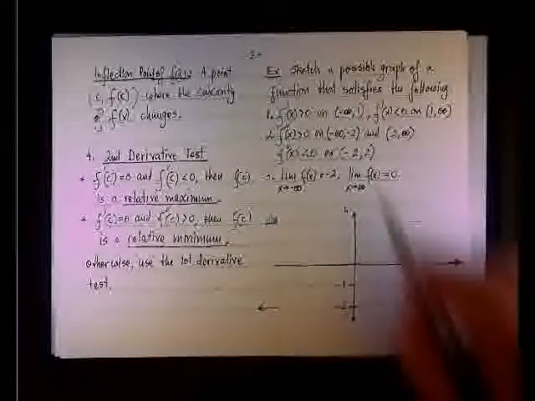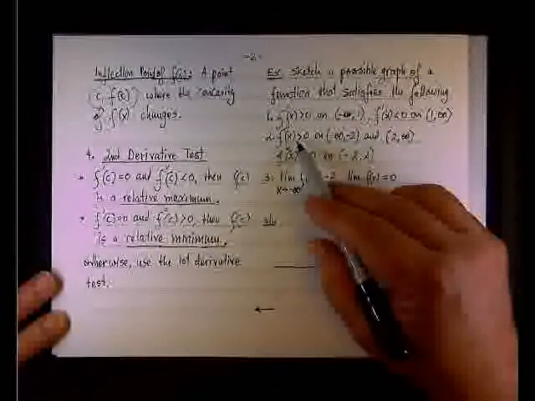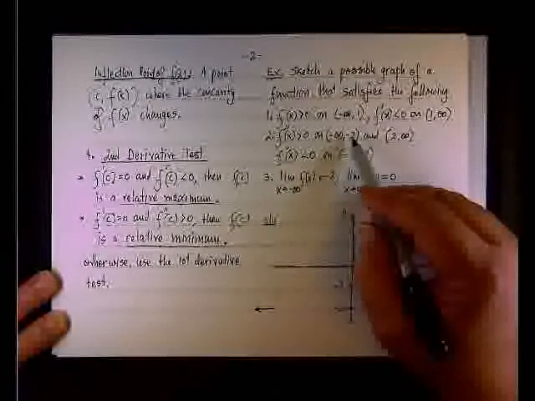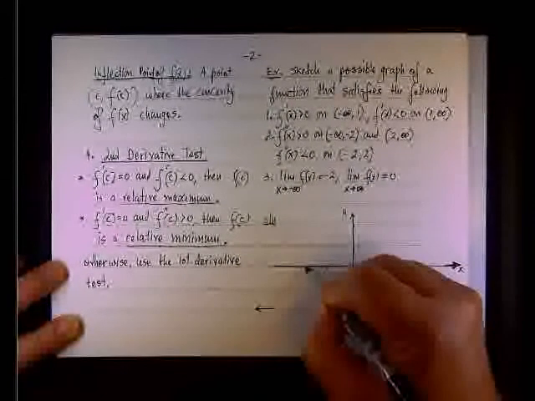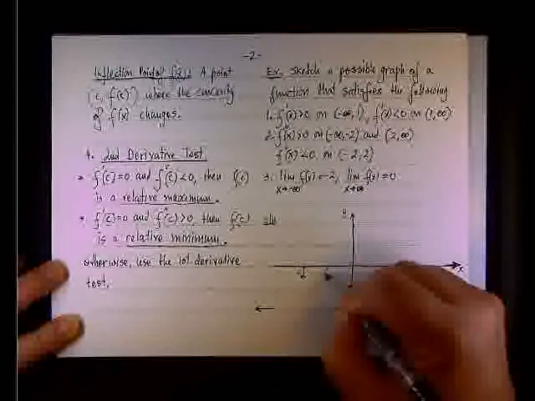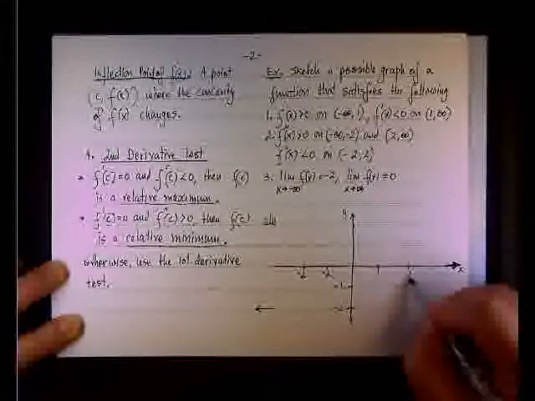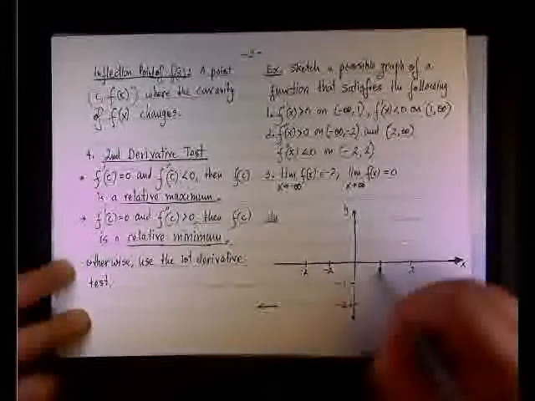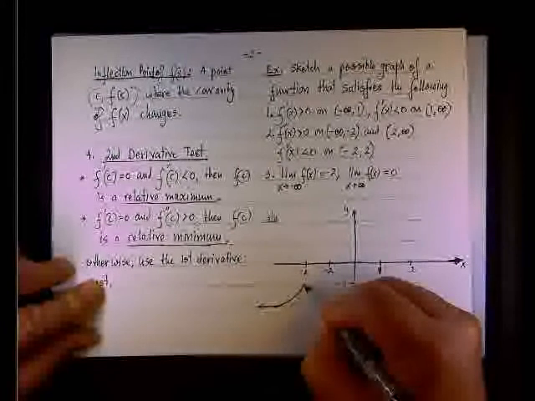Now, I'm looking at the second derivative first. I see that from negative infinity to negative 2, I'm concave up. So let's see, this is 1, this is negative 1 and negative 2. Also I need 1 and 2, like so. Okay, so the function will be concave up all the way to negative 2.